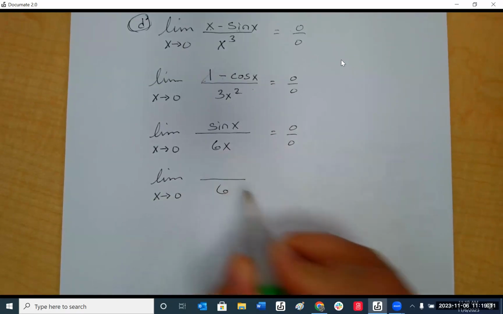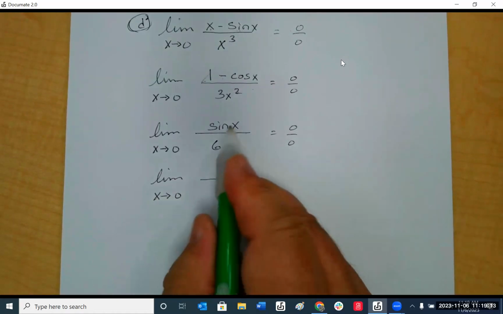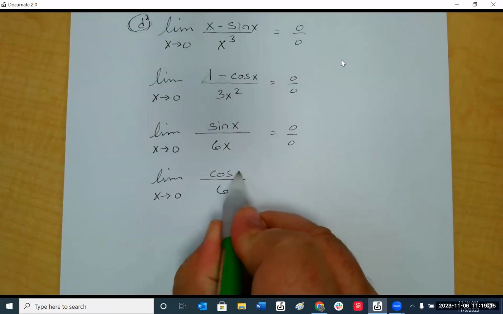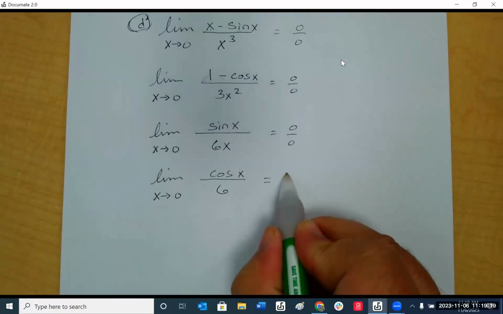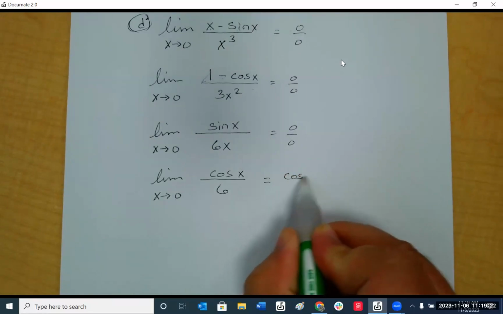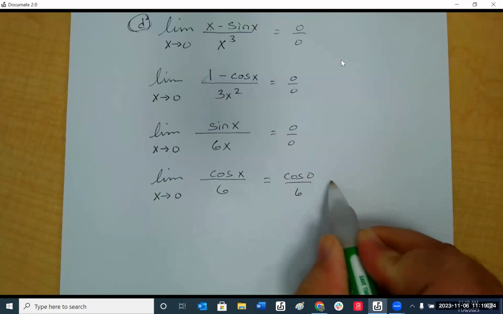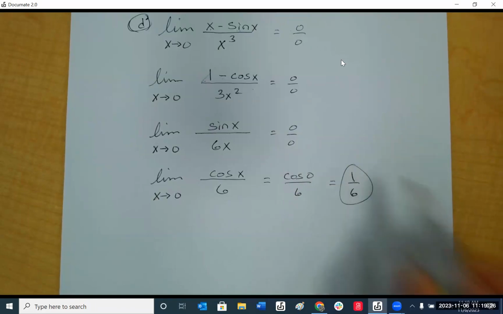But because the bottom now becomes a constant, the derivative of sine is cosine. Cosine of 0 is 1, over 6. And then we just get our limit. Don't even have to do anything else. That's it.